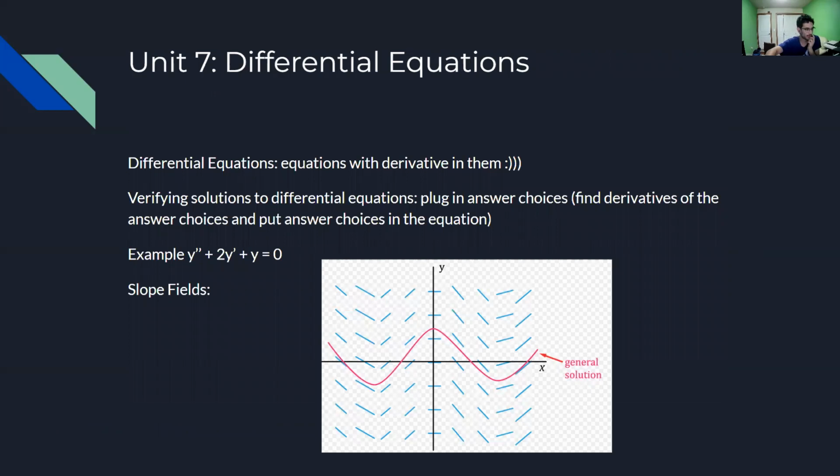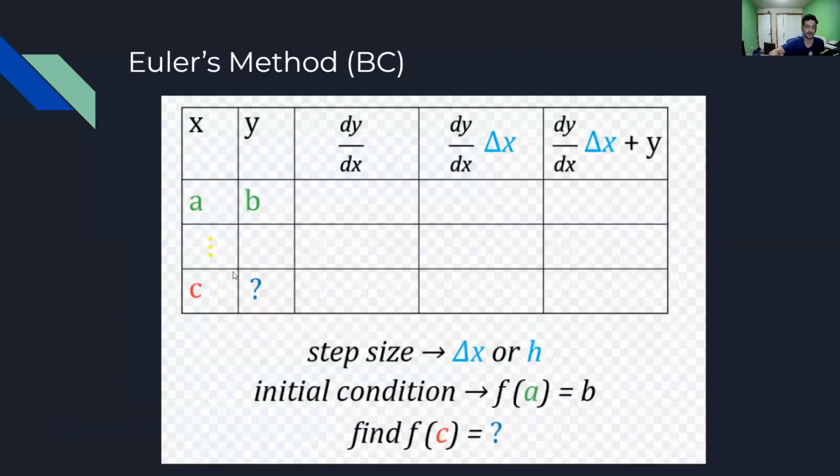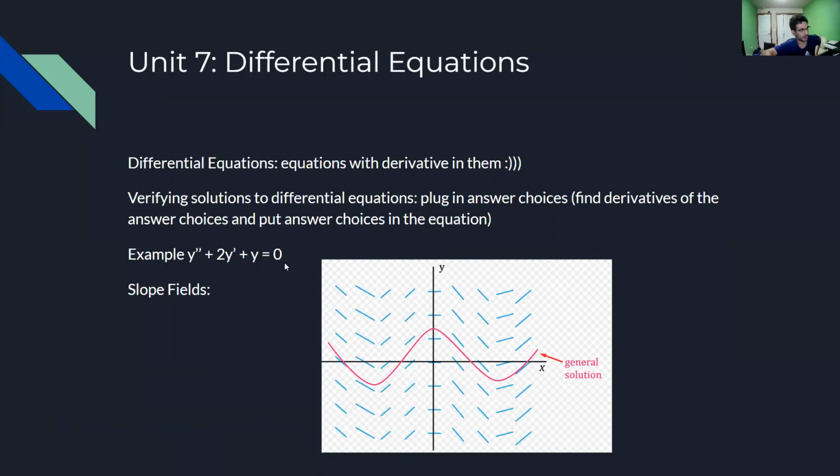Okay, unit 7. Here AB decides to take a weird turn and shift over to differential equations. Basically, these are just equations with derivatives in them. And sometimes what you have to do is verify solutions to these equations. For example, let's say you had y squared plus 2y prime plus y equals 0. Then it'll give you a bunch of answer choices. With those answer choices, you just take the derivative of them, plug them into the equation, and if it works, that's the right answer choice. That's basically what it is.